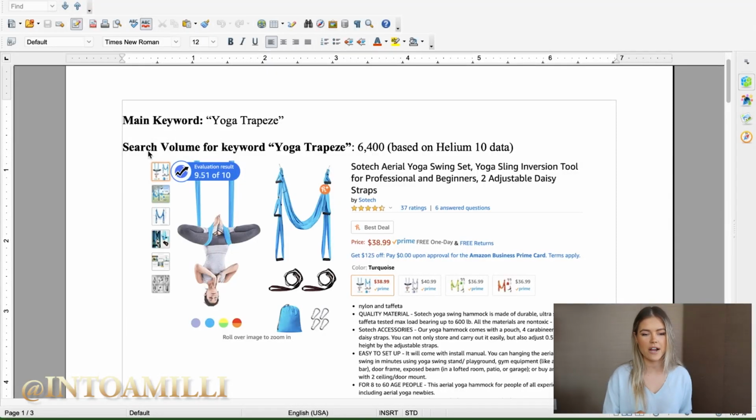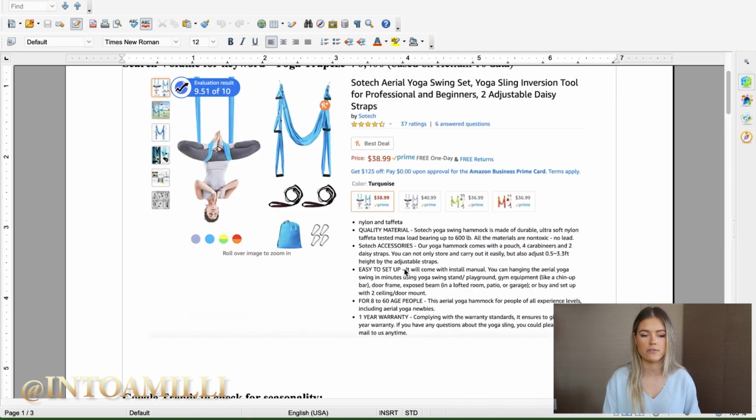So let's go down. I just put a little picture on here so you know what it looks like. Basically, it's this thing, it's hanging. I guess you can apply it different ways. I've never done that. Anyways, we'll get into this.